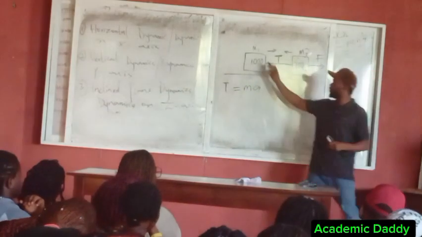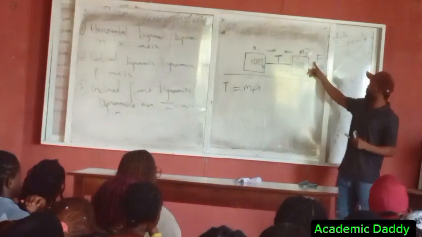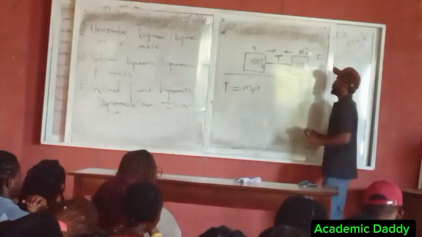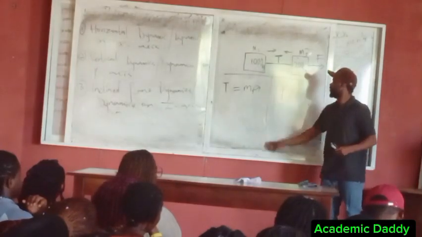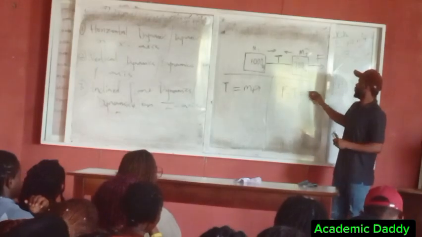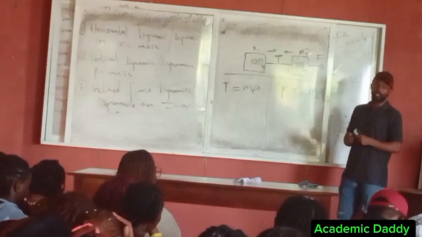While for the second body, notice something. It is going to be encountering a forward force, and this one will be dragging it back. So it will simply be F minus T equals M2a. Are you seeing it now?